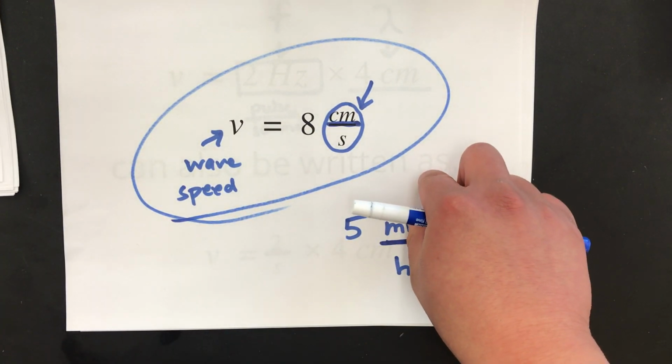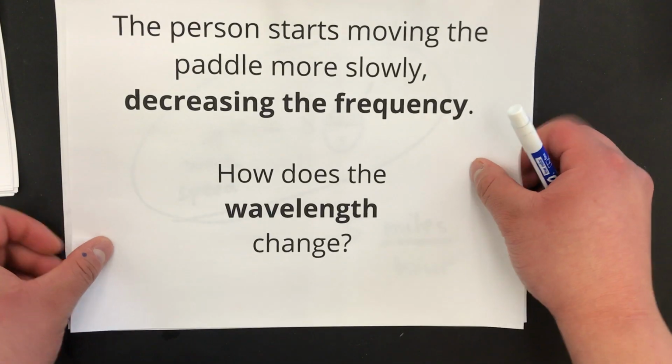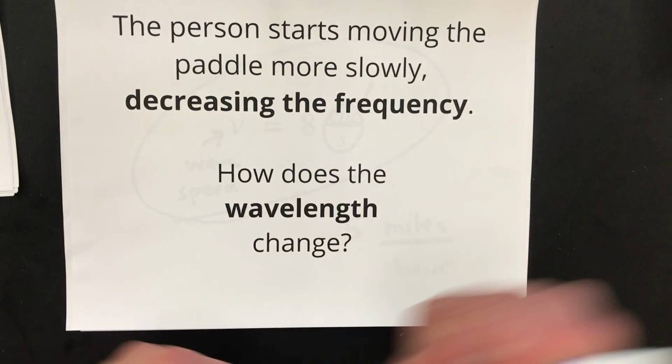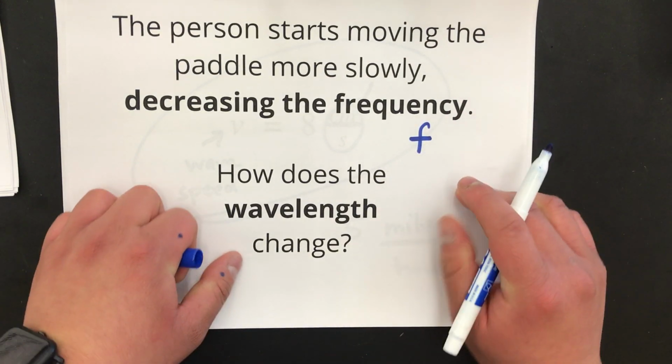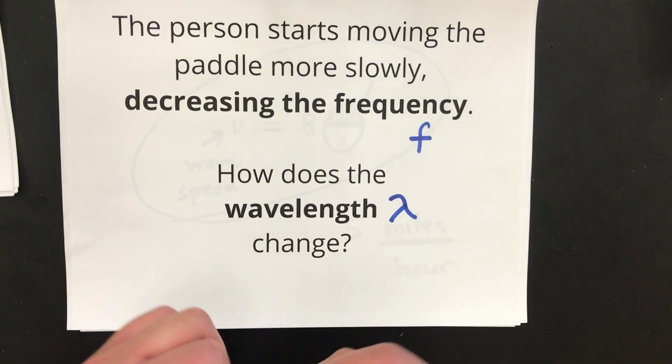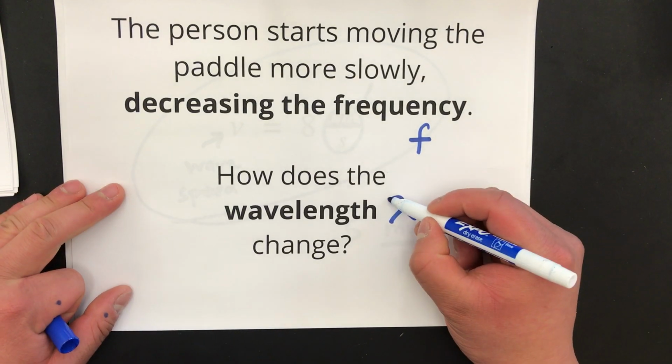Okay, so here's the next question. The person starts moving the paddle more slowly, decreasing the frequency. Remember, frequency is lowercase f. How does the wavelength change? This is the symbol for wavelength.